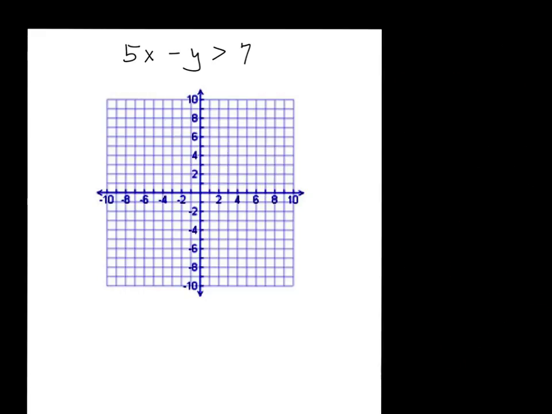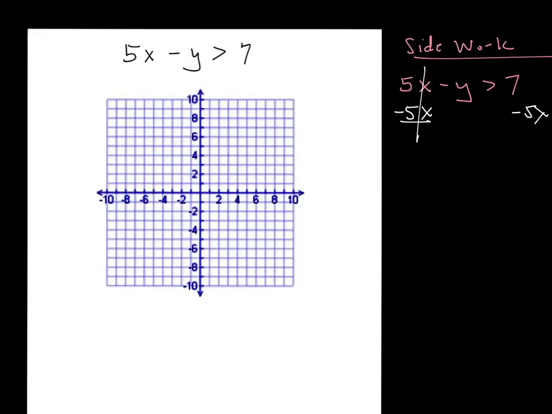This is the last one, the hardest of them all. And it may not look hard, but there is extra stuff in this one. So we're going to go to our side work. So here it is, side work. And we write the equation because I noticed that it's not in y equals. So I write 5x minus y is greater than 7. And I'm going to solve this for y. So I'm going to use my properties of equality. So minus 5x. Minus 5x, so that goes bye-bye.